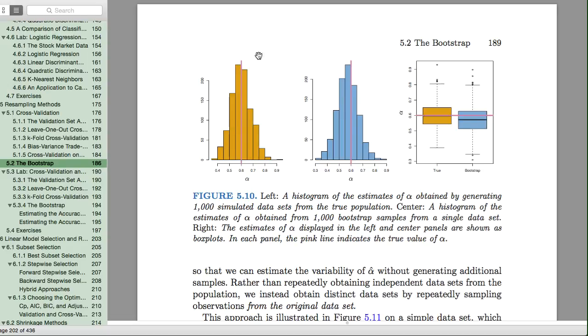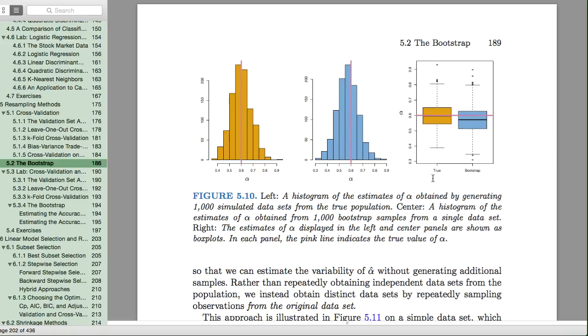Because it was a cooked data set, they could take 1,000 simulated data sets from the same population, whereas the bootstrap ones are all coming from the same data set. And the histogram is remarkably similar, and the choice of the best alpha, which it looks like is 0.6 exactly here, the choice of the true best alpha is in roughly the same place in both of these cases.